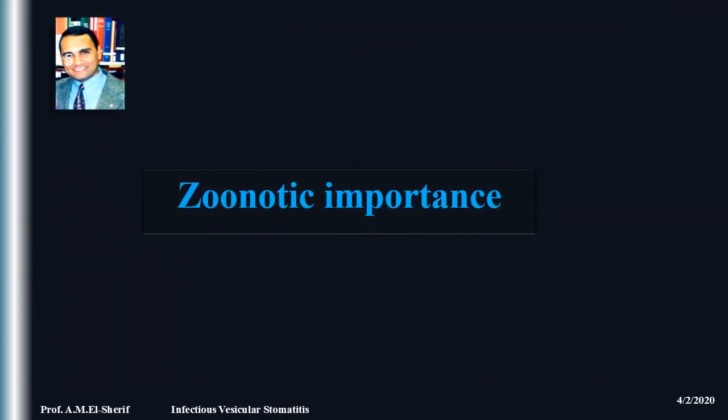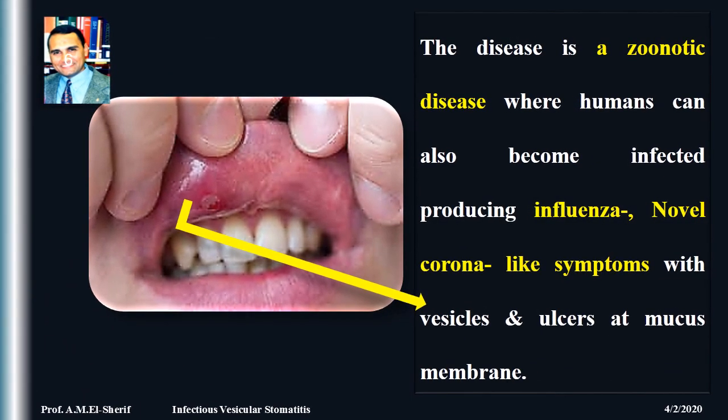Infectious vesicular stomatitis has great zoonotic importance, as humans can also become infected. The disease produces influenza and novel corona-like symptoms, with the presence of vesicles and ulcers at the mucous membrane of the mouth and nose.